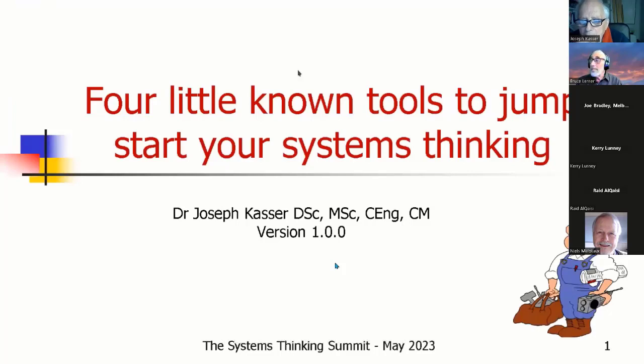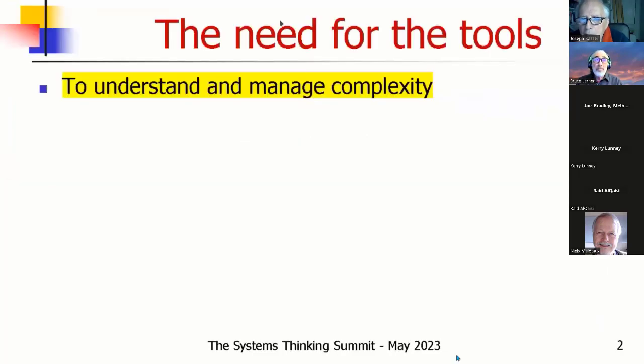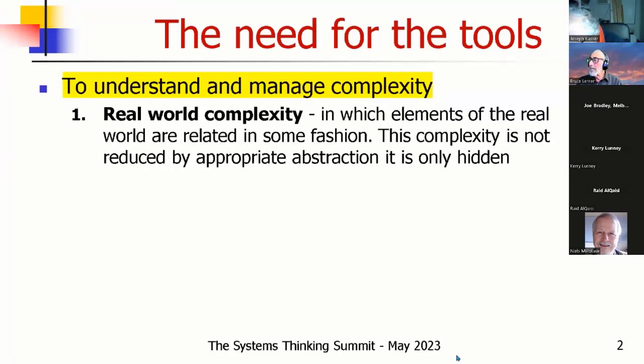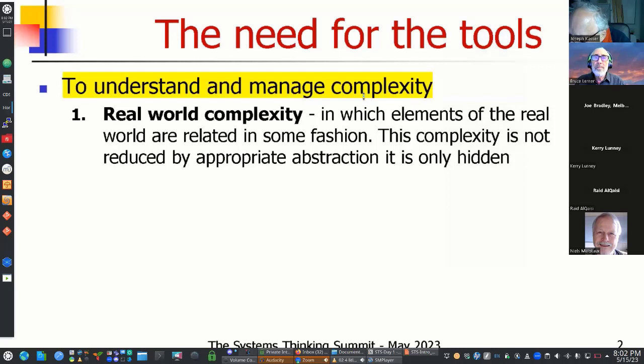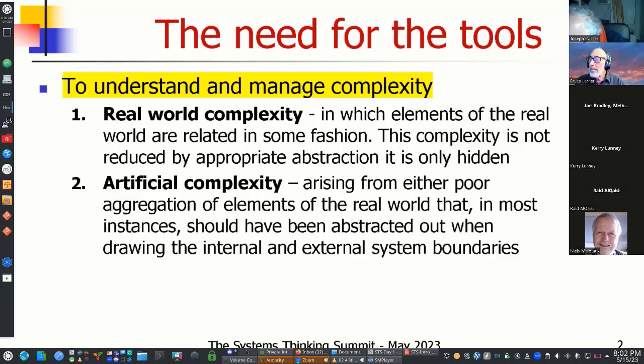I'm Joe Casa. Why do you need those tools? Well, you need those tools to understand and manage complexity. There are 2 types of complexity. The first one is real-world complexity, in which the elements of the real world are related in some fashion. This complexity is not reduced by appropriate abstraction, it's only hidden.